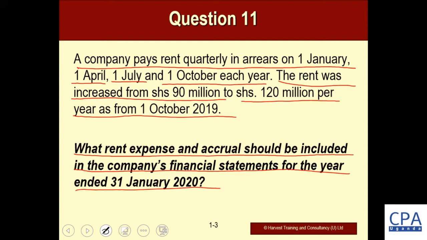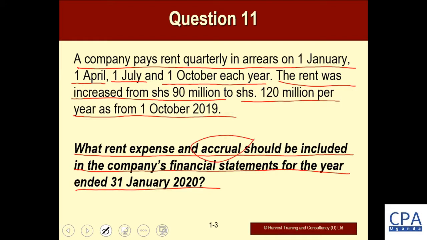So the issues to note here: when they talk about payment of an expenditure quarterly, that means that expenditure is paid every 3 months. After 3 months have passed, a payment is made. Number two is that accruals amount to expenses that have been incurred in the financial year, but cash has not been paid to settle those obligations. So they become what we call accrual.